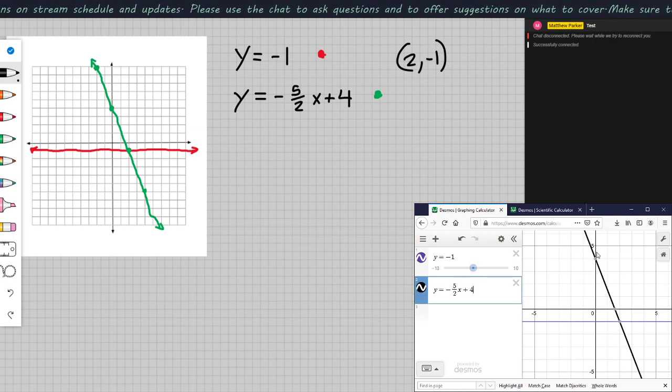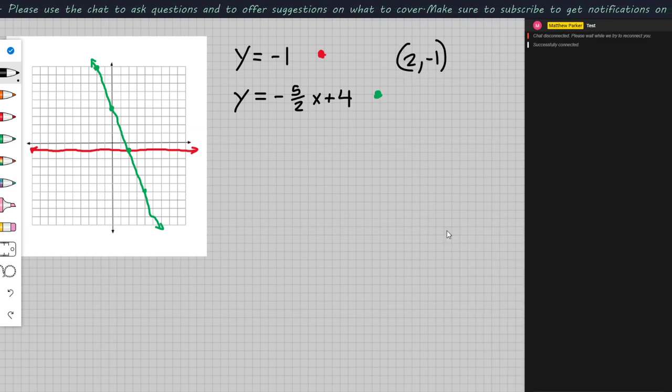So we have our two lines. They cross at 2, negative 1. Does it match up? Yep. So our answer is good. Put that away.